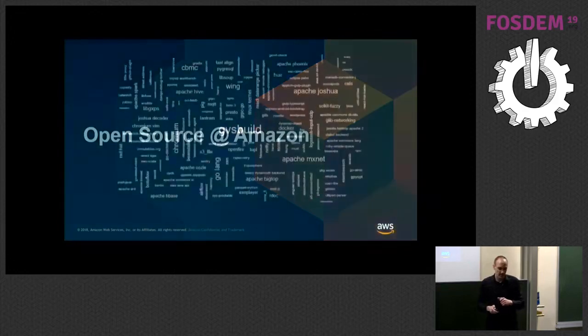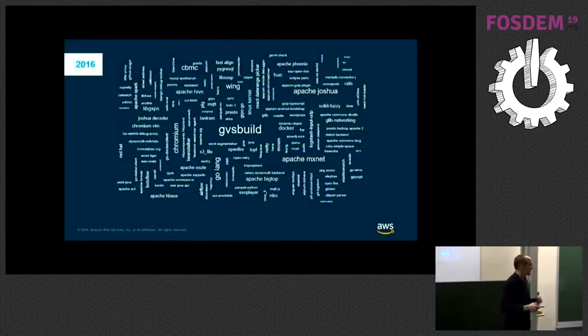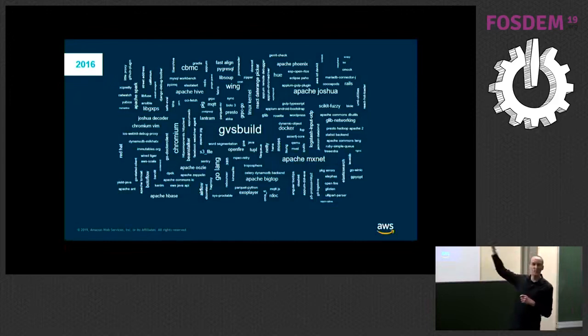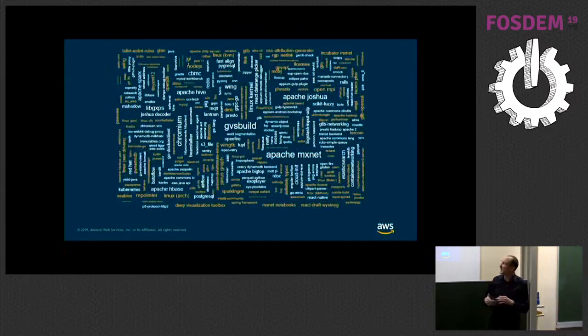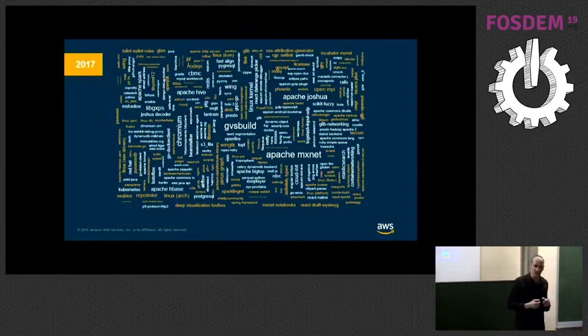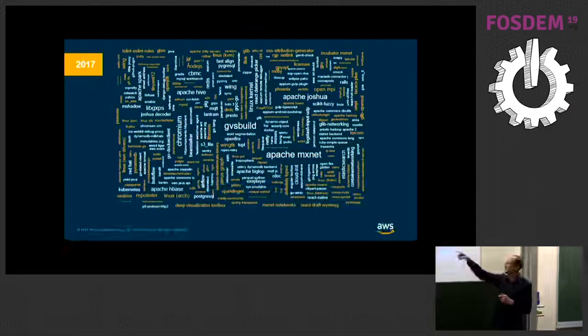Because this is FOSDEM, I'm going to talk very, very briefly, just a few slides, to show some of the work that Amazon do in open source. On the screen now, I have a whole load of different projects. These are all projects that Amazon contributed code to in 2016. Then we'll go through the next couple of years and we can see how this is growing. By the way, the size of the font is proportional to the amount of contributions that have been made.